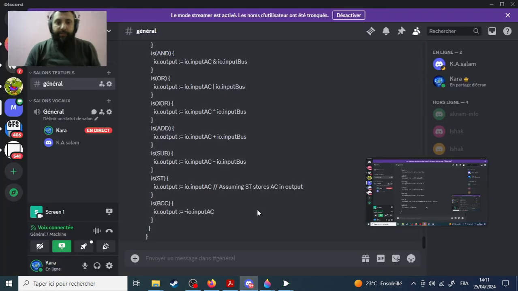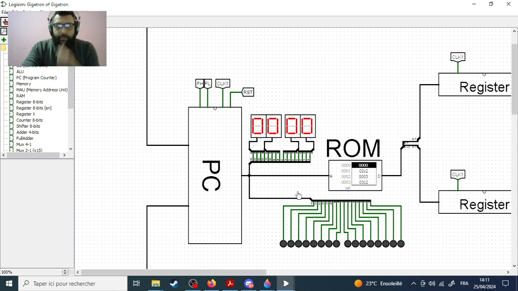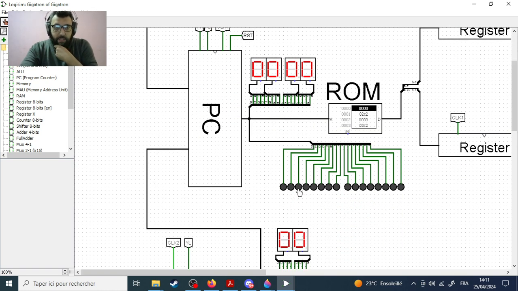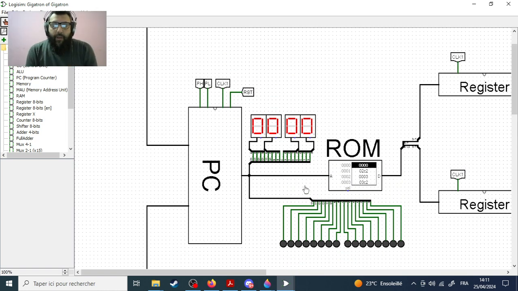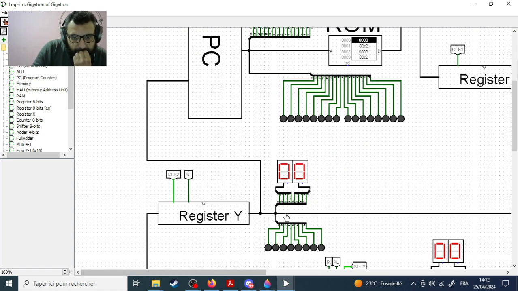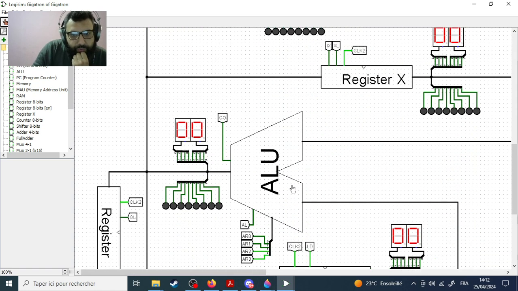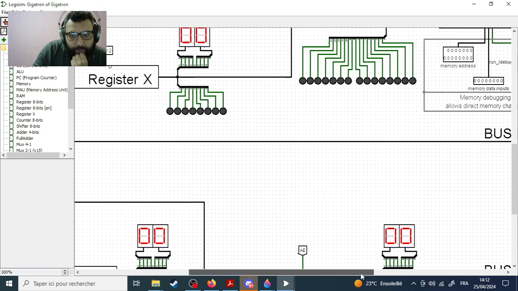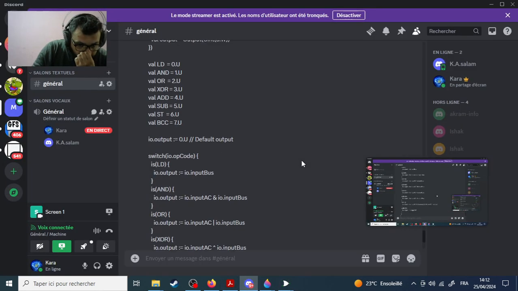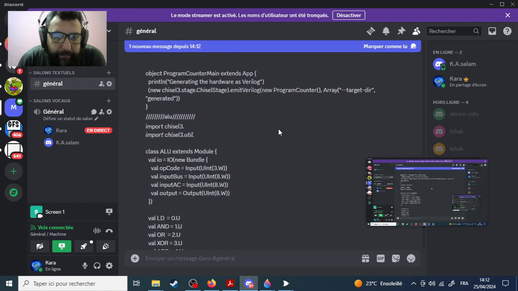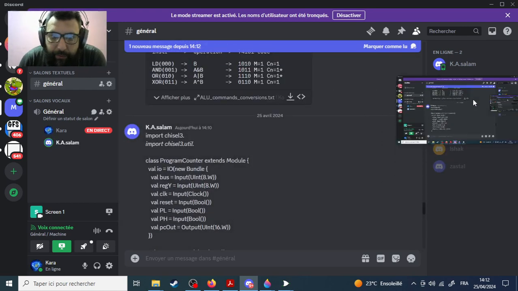Bismillah. Okay, let's continue. We are on session number 10, I guess. We'll try to continue the design of the Megatron using the higher level Chisel language. Anyway, we are trying to see, for instance, the ALU code. We have multiple parts of code there.